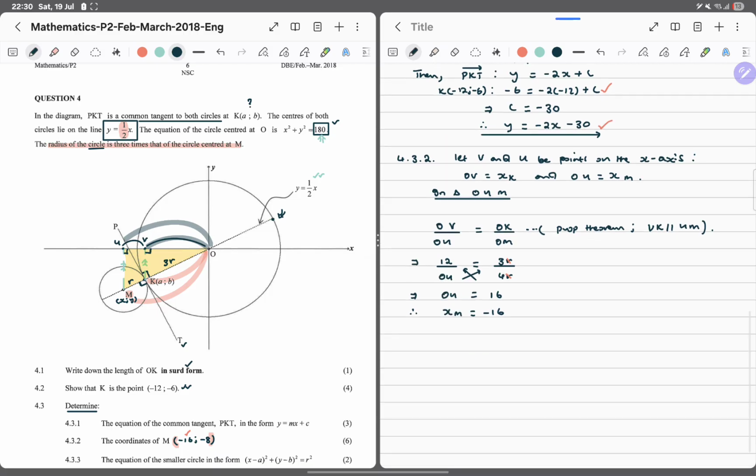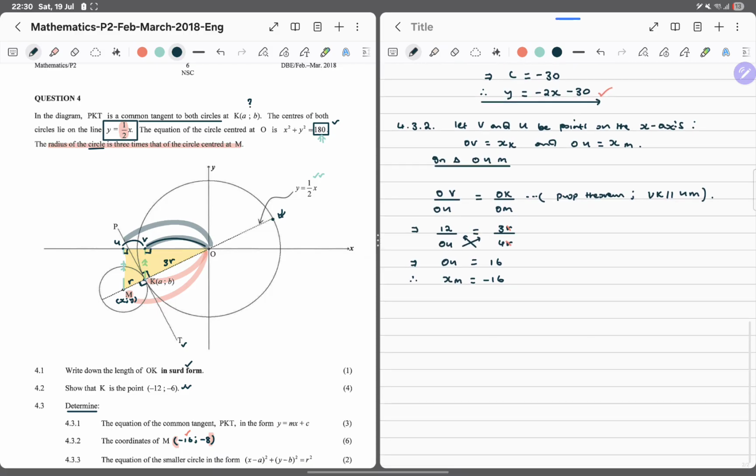All right, so now we can say also we know that y is a half of x, because we know that point M lies on that line. So if this is the case, we understand that with point M with x equal to minus 16, y will be such that y is equal to a half of minus 16.